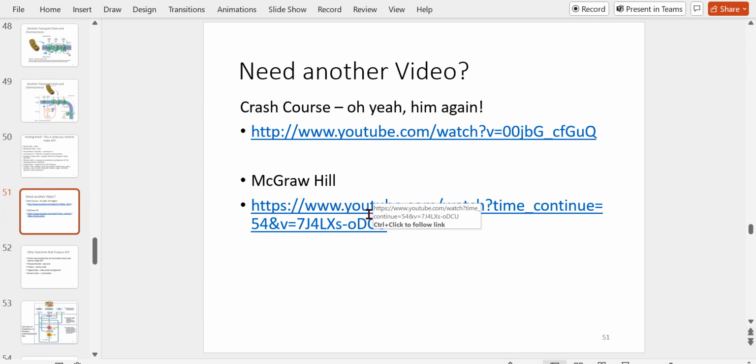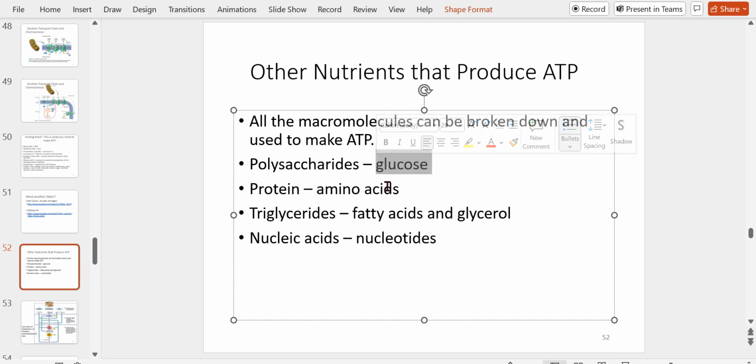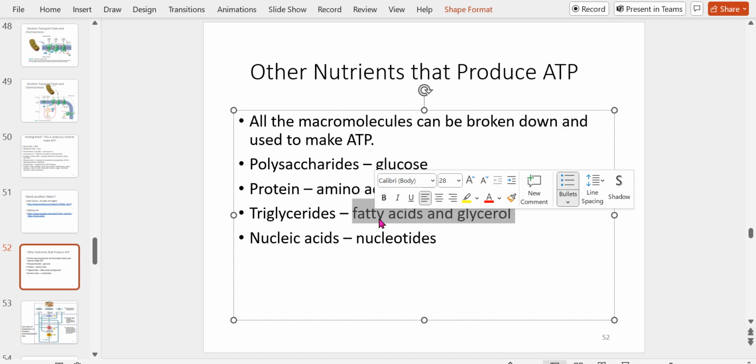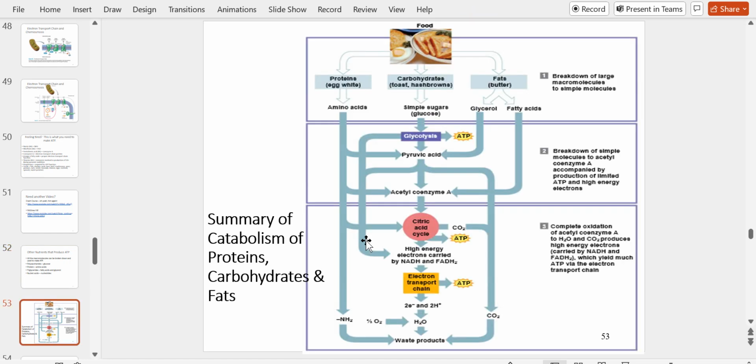Other nutrients that produce ATP: all the macromolecules can be broken down and used to make ATP. Polysaccharides, glucose. Protein, amino acids. Triglycerides, fatty acids and glycerol backbone, two different parts. Nucleic acids can be broken down into nucleotides.